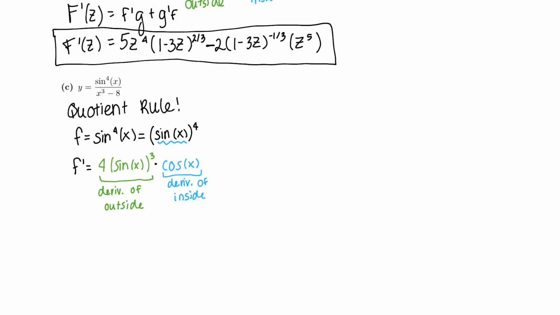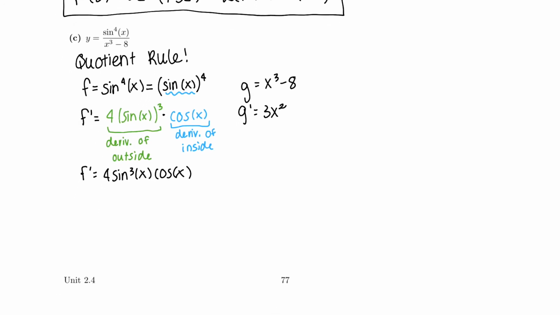I'm going to rewrite this sine x cubed back in this kind of formation. So I'm just going to write f prime is equal to 4 sine cubed x, just because it's a more compact way of writing it. And then g for our quotient rule is x cubed minus 8, so g prime will be 3x squared. I'm using this f prime, f, g, and g prime to find y prime.